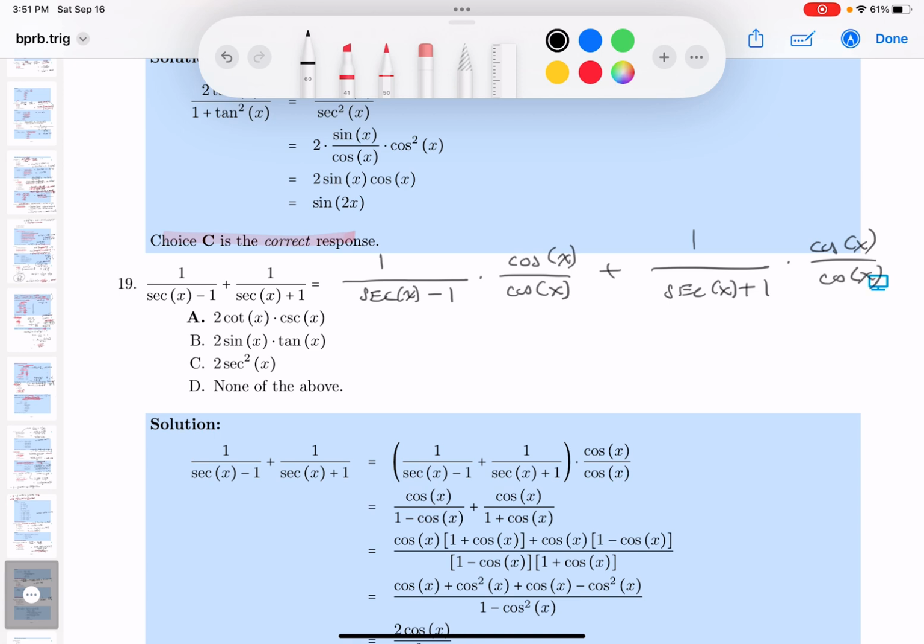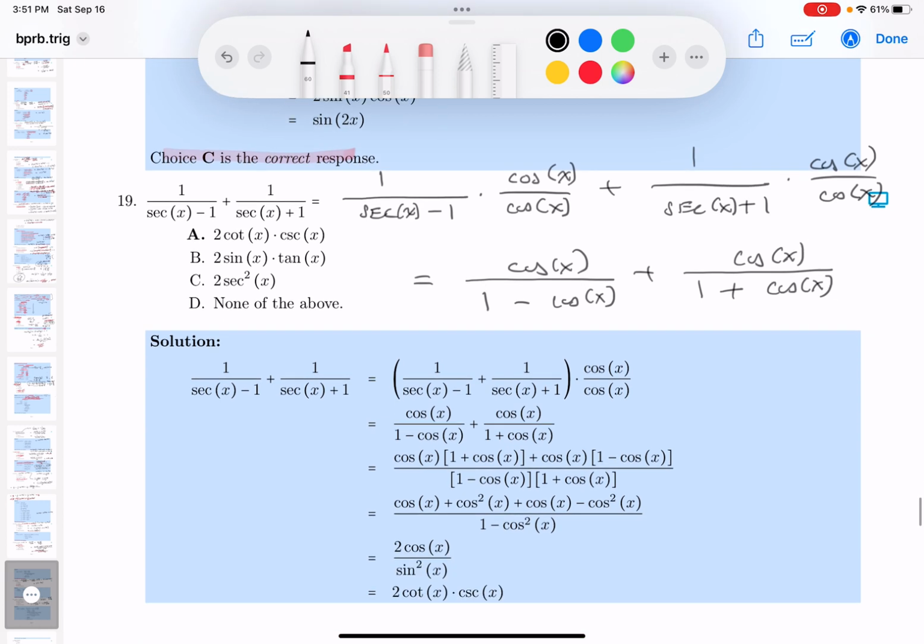Now what this has accomplished is writing things in terms of sines and cosines. What do you get on top? Cosine x. On bottom you get 1 minus cosine x. Plus, well, you're going to get 1 plus cosine x. On top you get cosine x. So what I want to do is get a common denominator. And that's going to be the product of those two denominators, 1 minus cosine x and 1 plus cosine x.